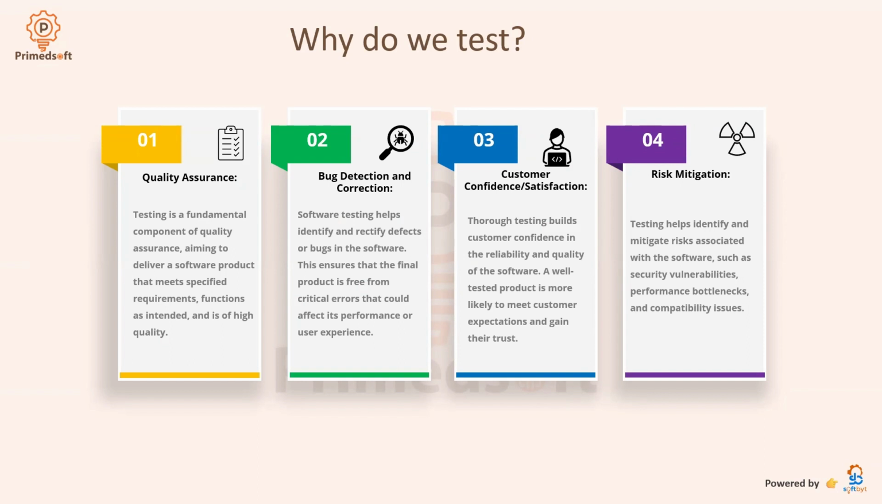And the next one is bug detection and correction. So if we don't test, we cannot identify bugs. If you don't test, you cannot say, okay, I think this button is missing. You cannot say there's an overlap between two cards. You cannot say that the buttons have different sizes. You cannot say that this input field accepts certain special characters if you don't test it, right?